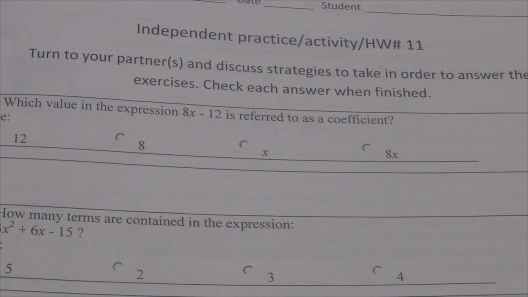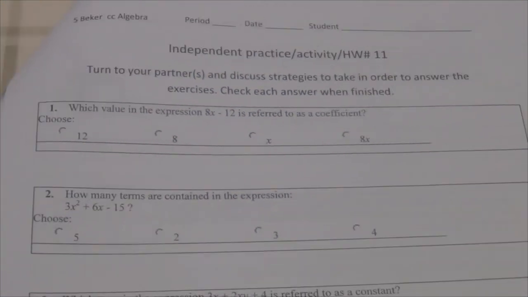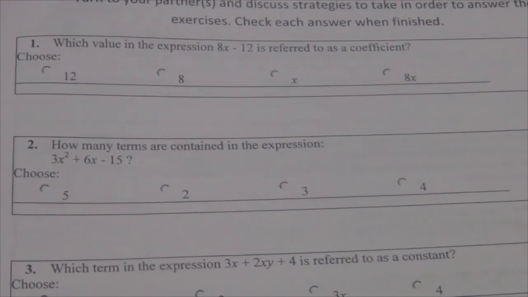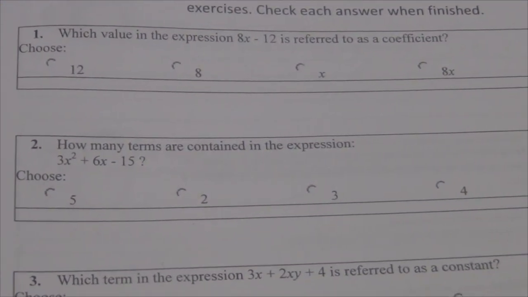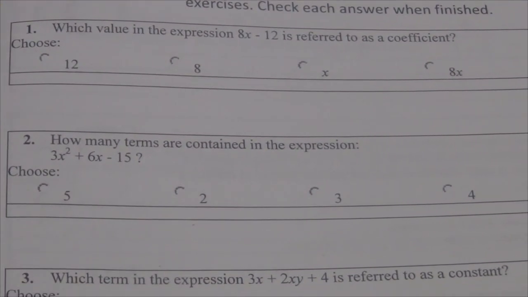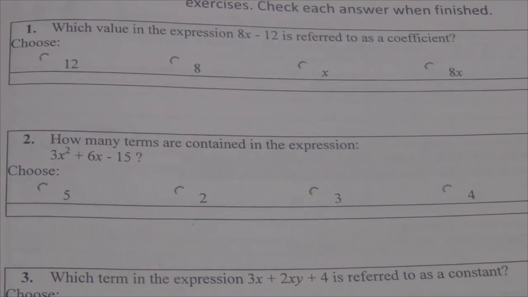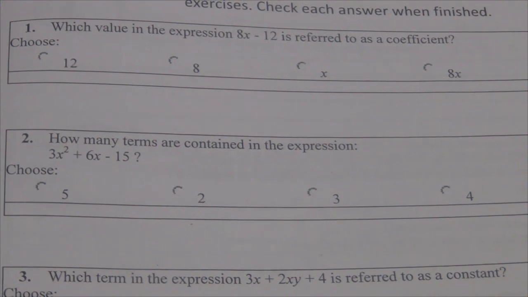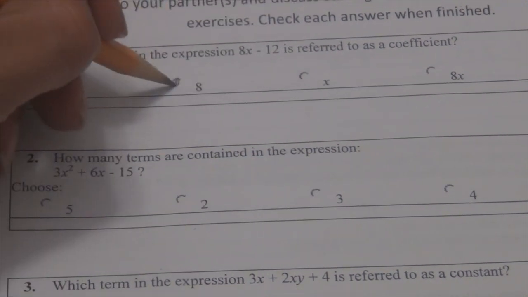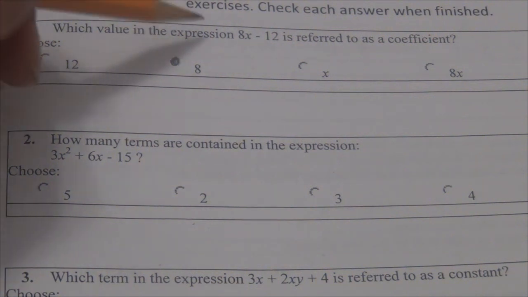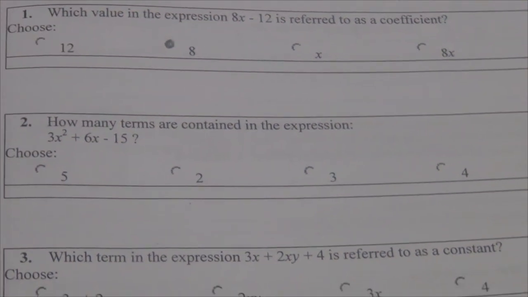Independent practice activity number 11. All right. So what does it say? Which value in the expression 8x minus 12 is referred to as a coefficient? Okay, really, I don't have time for this. We know what the coefficient is. Coefficient is the number multiplying the variable.